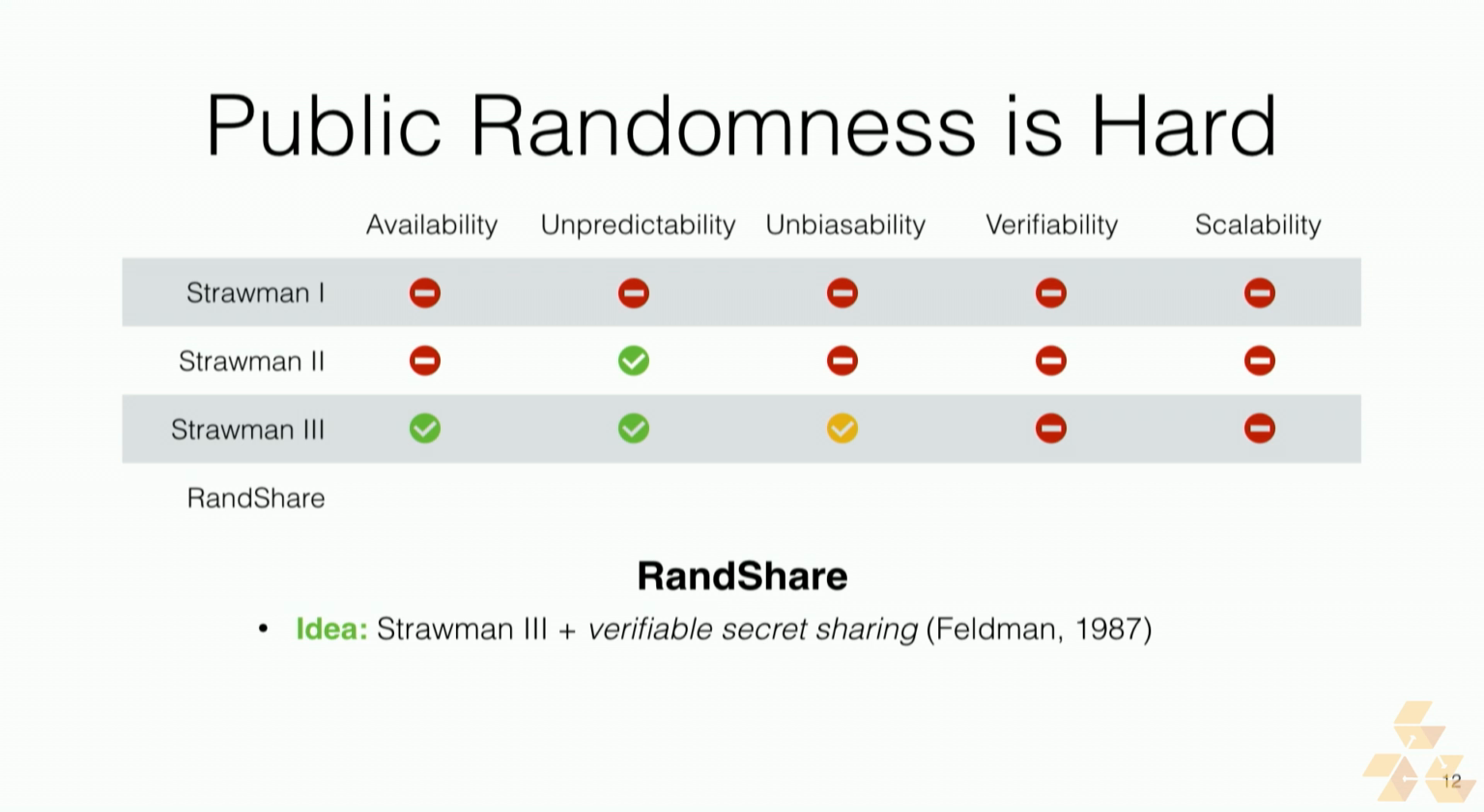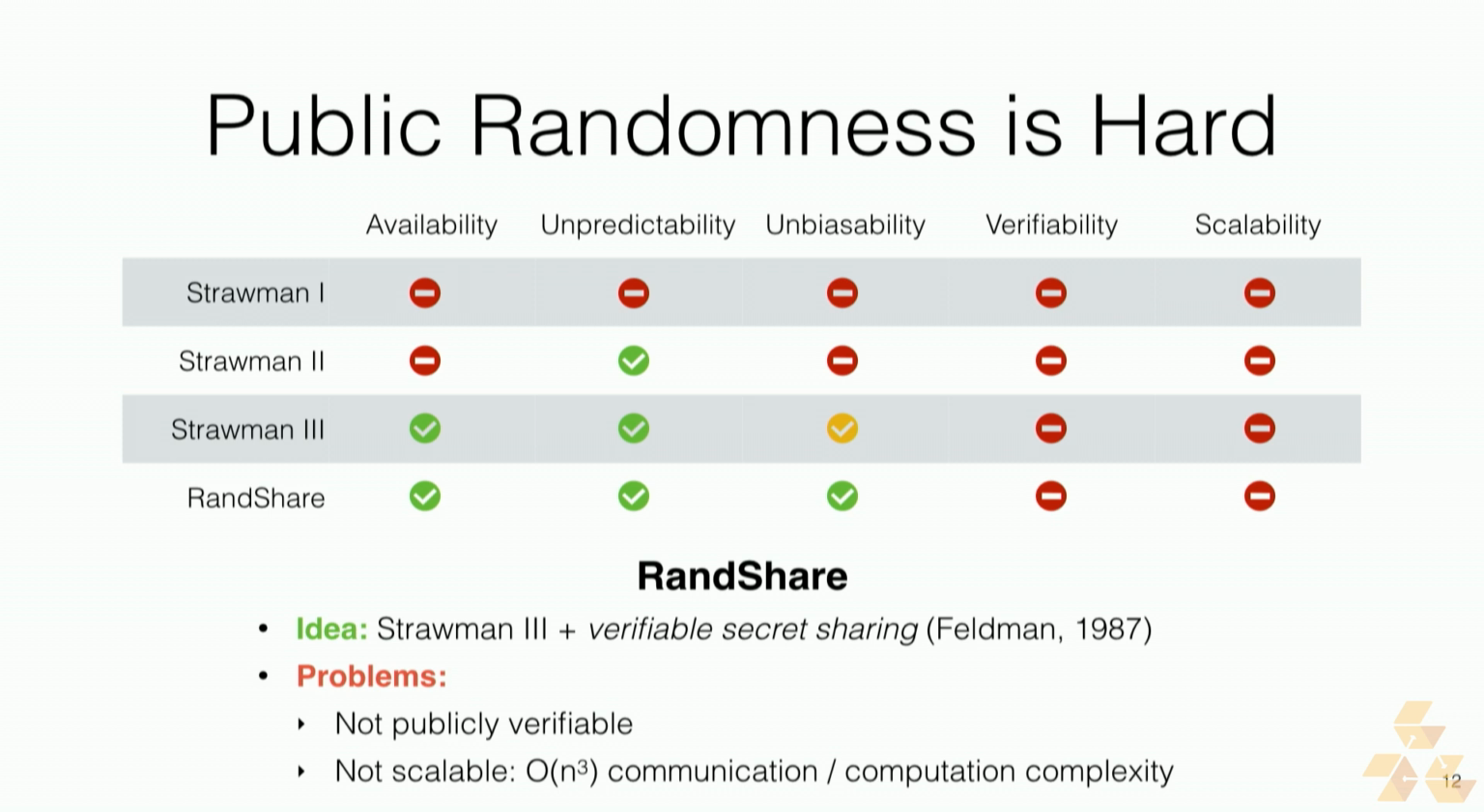Namely, while the output is verifiable by the participants of the protocol, it's not publicly verifiable. So I cannot take that output and go to somebody else and tell him, look, this output was generated in a benign way. And moreover, it does not scale very well. Namely, it has cubic communication and computation complexity.